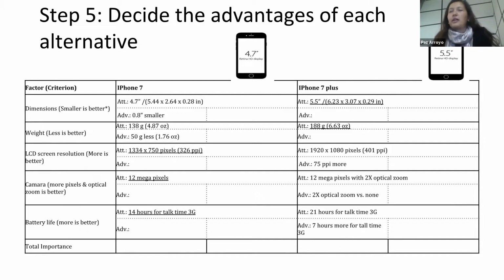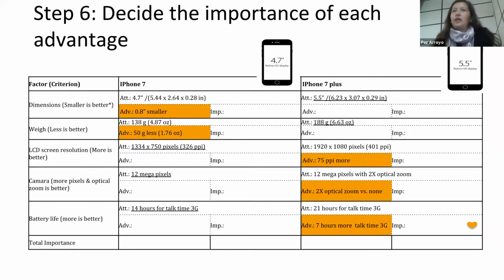And then the advantage of the iPhone 7 with regards to the camera is that it has 2x optical zoom versus none. And the advantage of the iPhone 7 is it has 7 hours more talk time with 3G. Can you go to the next one? So here I highlighted the advantages.